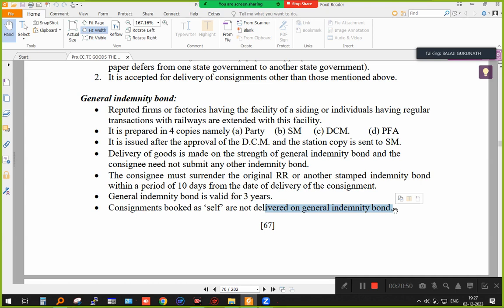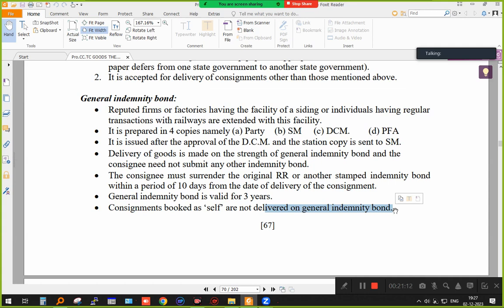The question does not arise because if the RR has gone to somebody else, then how can you deliver the consignment to this person, although a reputed firm, although a person having a lot of dealings with the railway? Even then he cannot get it, because he does not have the RR with him. Understood?